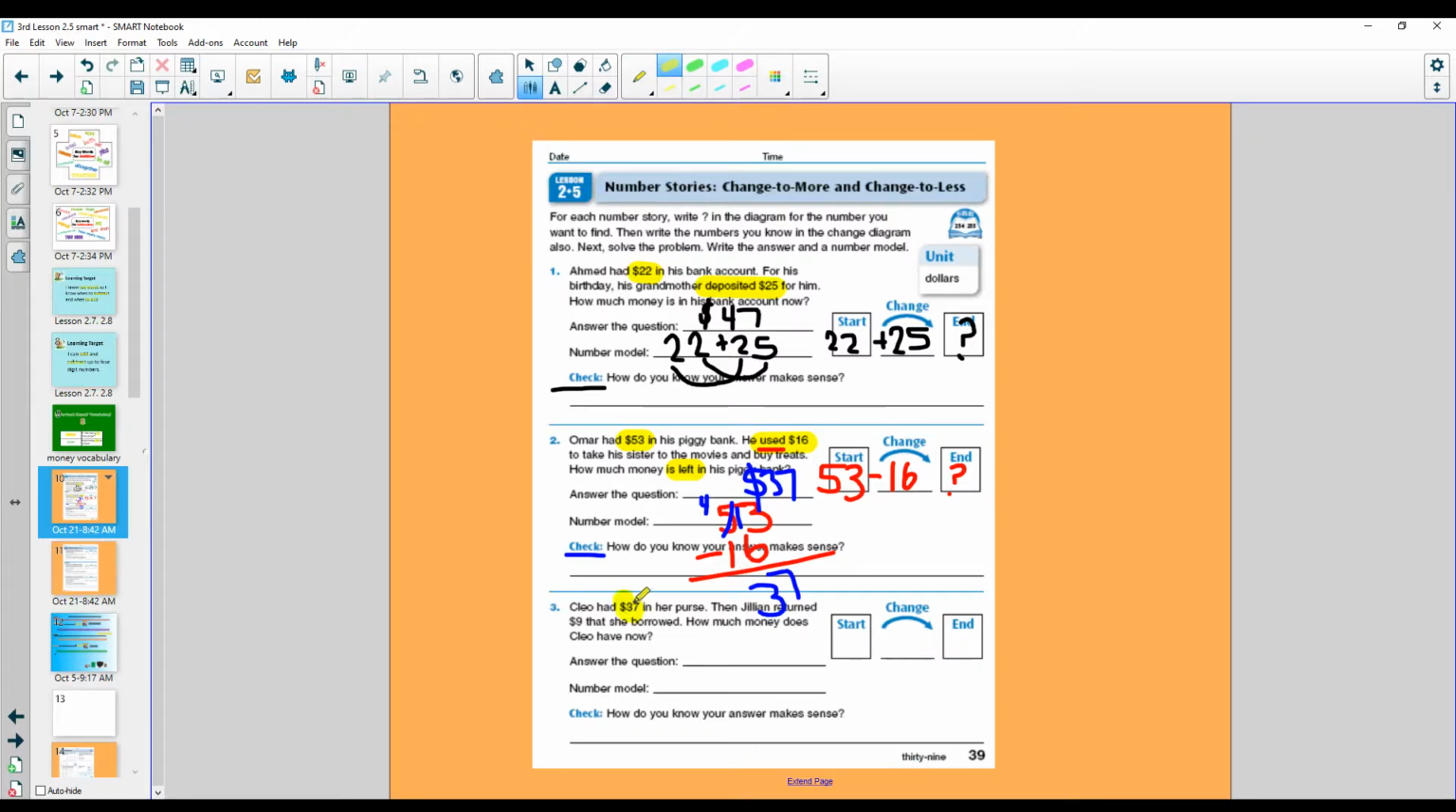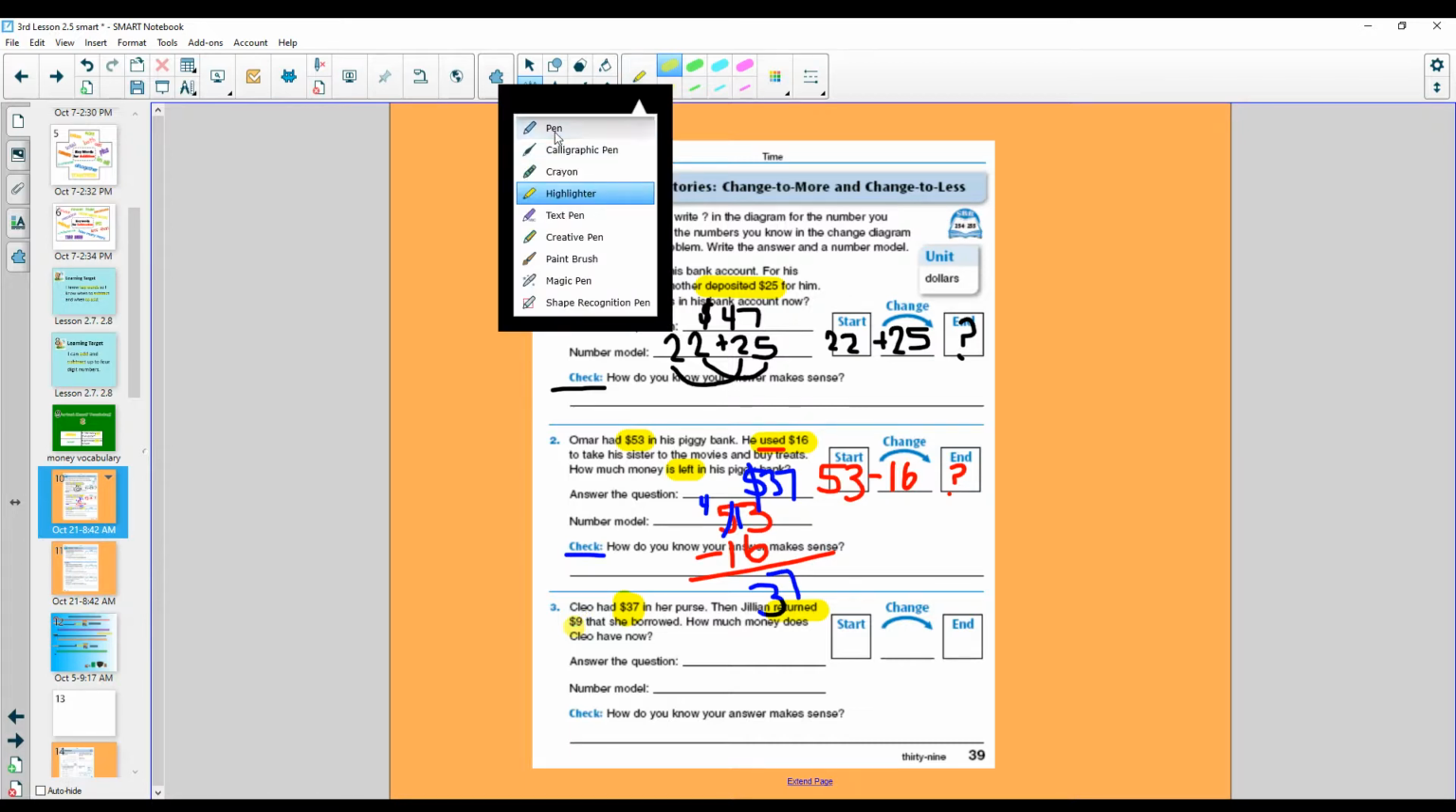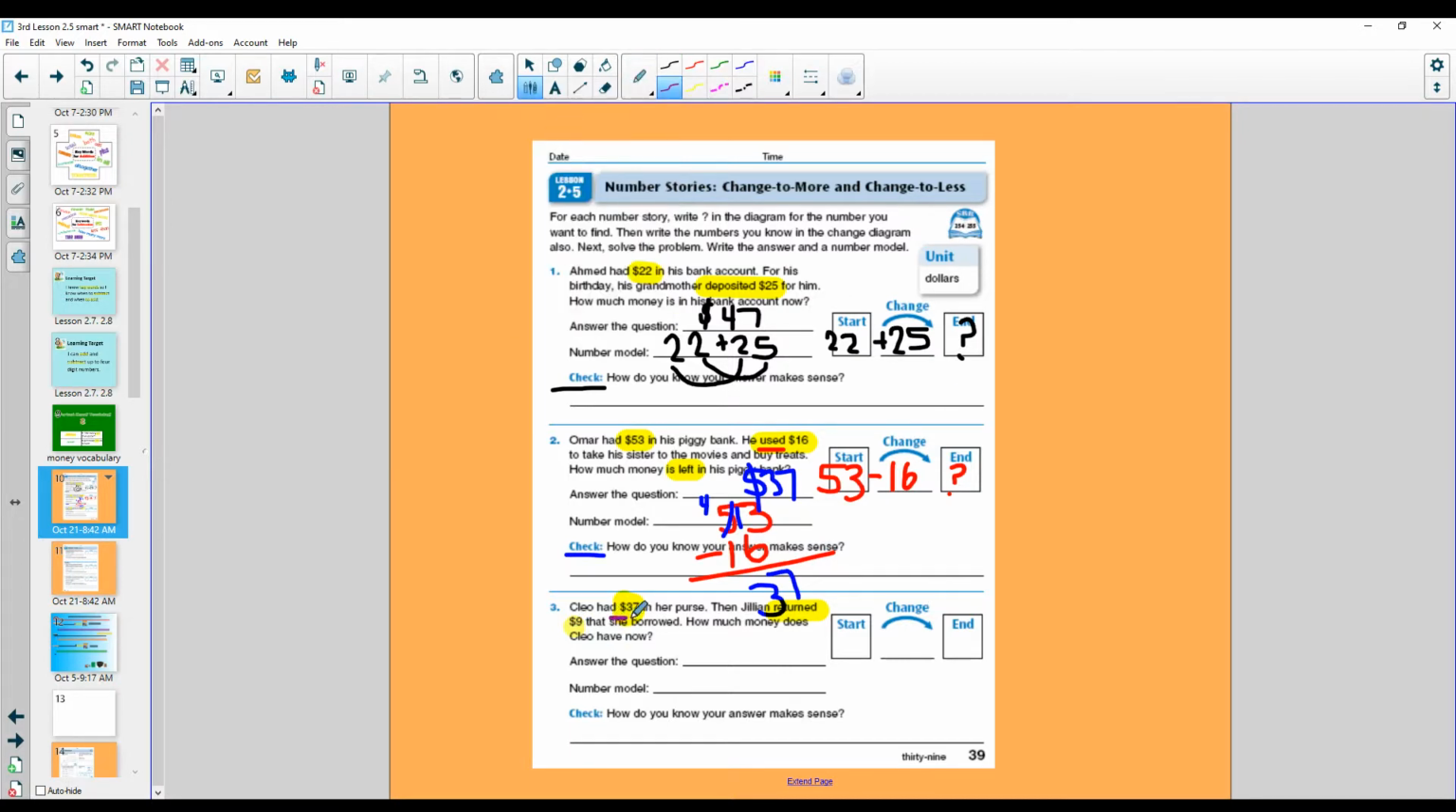Cleo had $37 in her purse. Then Jillian returned $9 that she had borrowed. How much money does she have now? Okay, let's think about this. She starts with $37. Somebody returns money to her. Is that plus or minus? Yes, plus. Now let's figure out how much money she ends with.